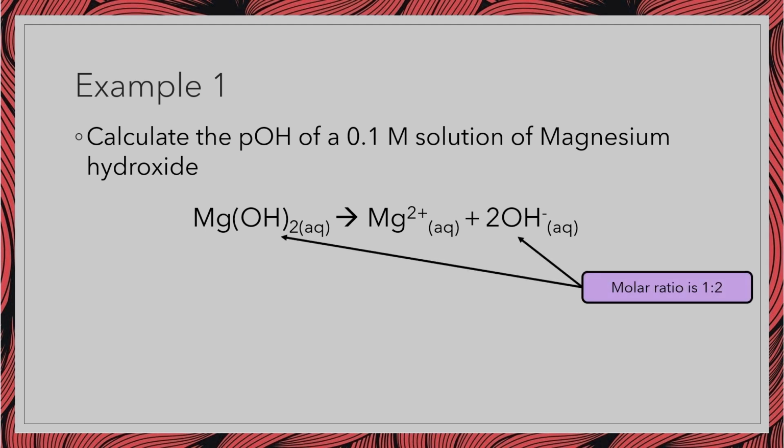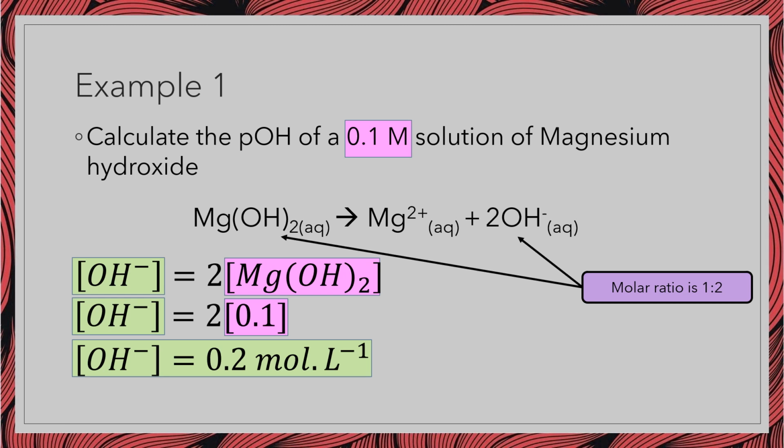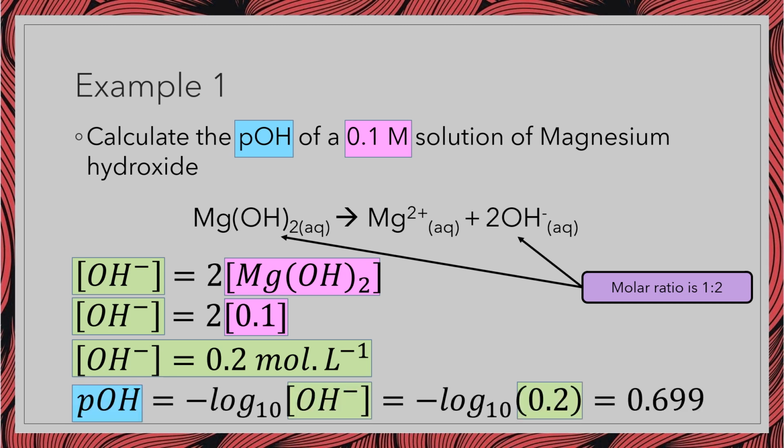Here we can see that the molar ratio is 1 to 2. It means that the concentration of hydroxide ions is going to be double that of the magnesium hydroxide. And if our magnesium hydroxide is 0.1, then we get 2 times 0.1, which is 0.2 moles per liter. We can then plug that into our pOH equation. pOH is negative log 10 of OH minus, which is negative log 10 of 0.2, which is 0.699.